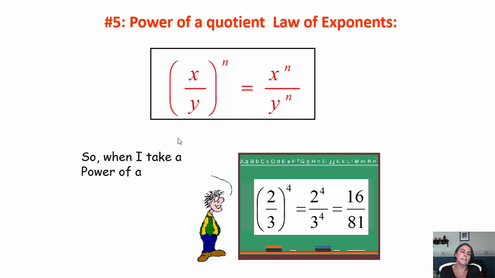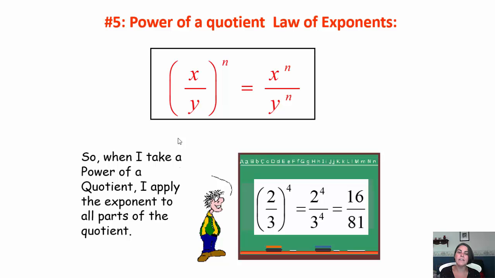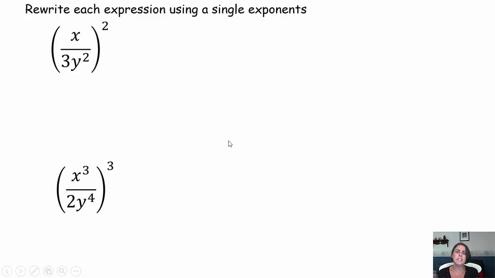And the little guy says, so when I take a power of a quotient, I apply the exponent to all parts of the quotient. So you apply the exponent on the outside of parentheses to each part of the quotient within. Let's have you try a few on your own. I'd like you to rewrite each expression using single exponents. You're going to take a minute, pause the video, try it out, come on back.